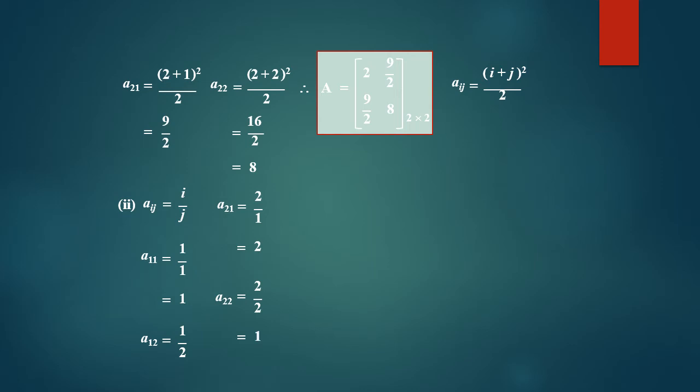equal to 1. Next, again we need to arrange all the terms in the given matrix. So matrix A of order 2 cross 2 will be equal to [1, 1/2; 2, 1]. So this is the required 2 cross 2 matrix whose indicated element is Aij equal to i by j. You can solve some more examples with a matrix of order 3 cross 3.